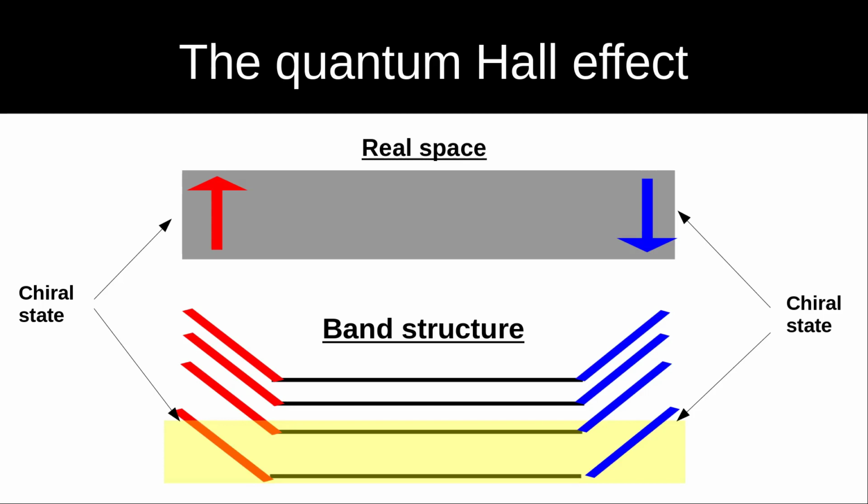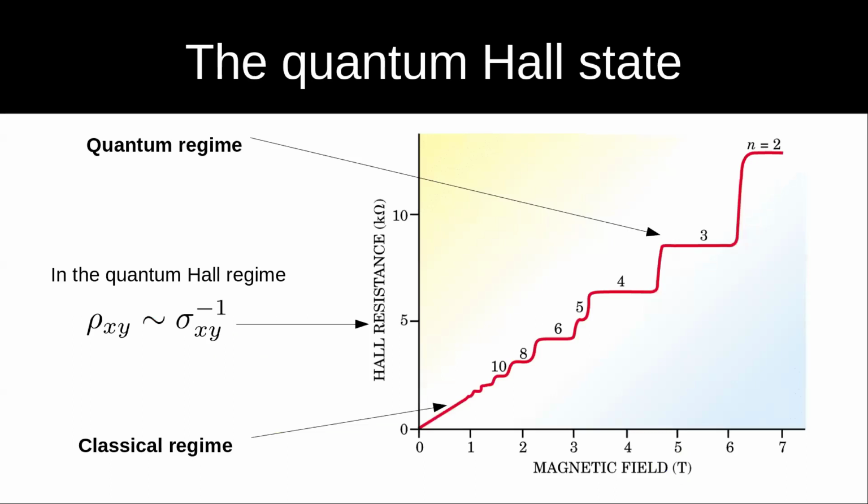So you don't have any sort of, let's say, resistance. You don't have scattering events that are capable of creating backscattering. So let us look now at how this actually looks in a real experiment.